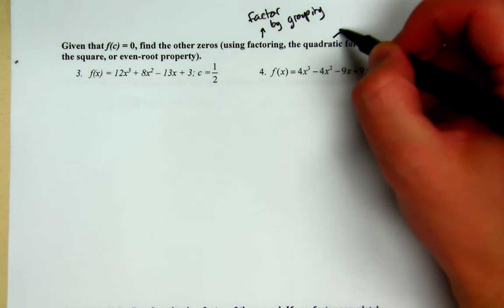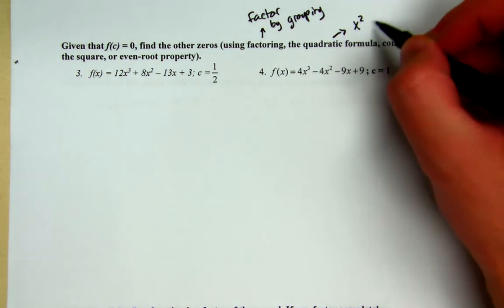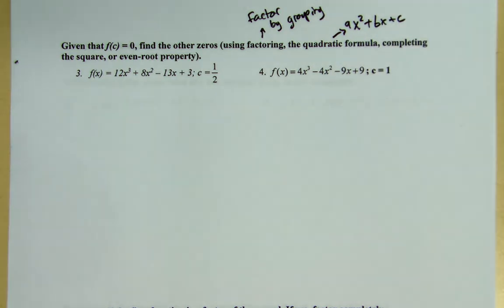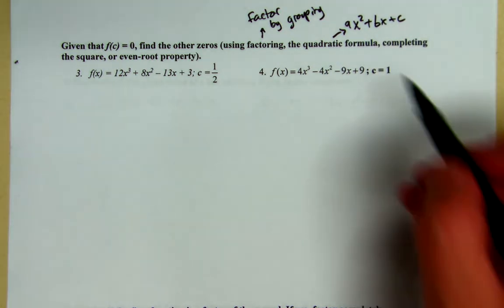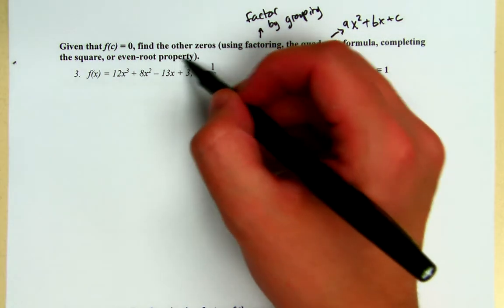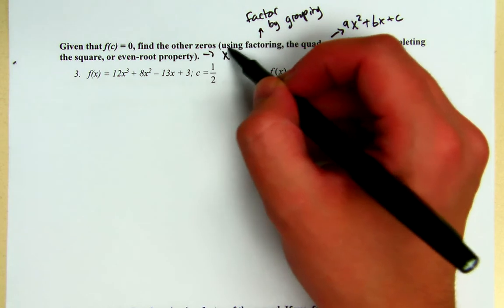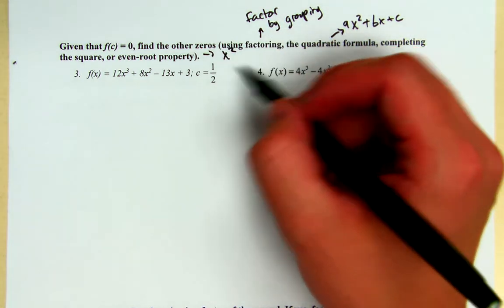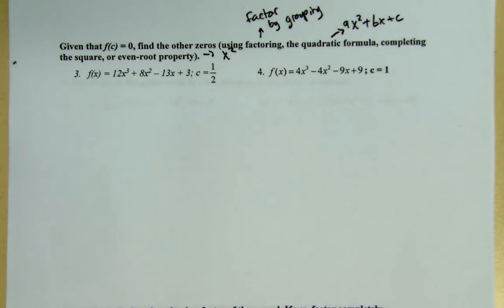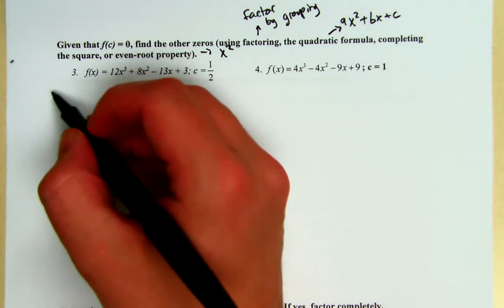Remember the quadratic formula? That goes with our ax squared plus bx plus c. Completing the square is not as common. An even root property, that's when you have just an x squared and no x. Alright, so let's go ahead and synthetically divide here. We always start with our synthetic division. Take 1/2.